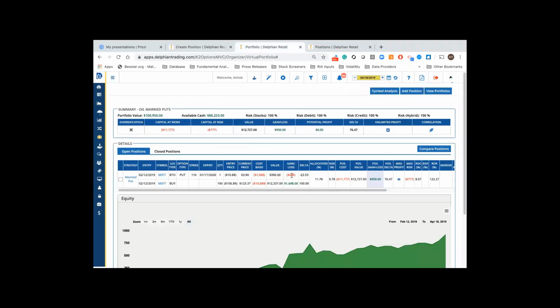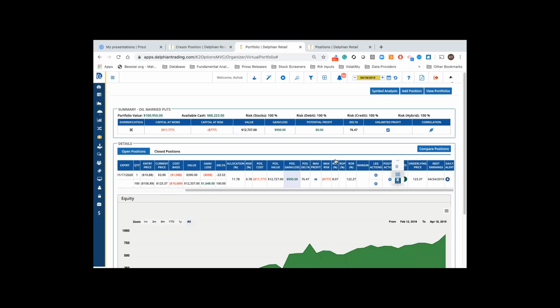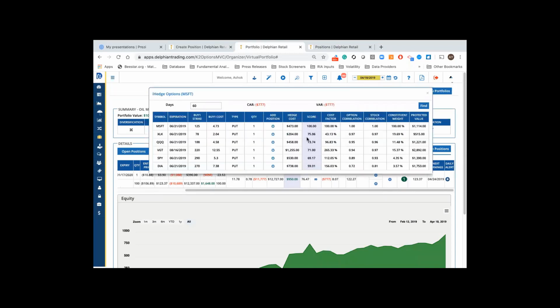In this case, I don't want to lose any more money. Then I can click on the hedge here. In April, I want to protect the profit. Here I have choices. I can either raise the put, buy that 125 married put, again hedging that 473, or I can buy an XLK put also. These are all the ETF hedges that are there.